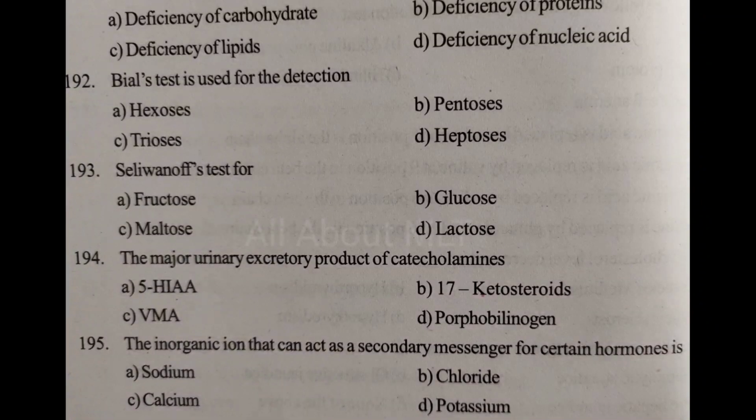The major urinary excretory product of catecholamines. Option A, 5-HIAA. Option B, 17-ketosteroids. Option C, VMA. Option D, porphobilinogen. Answer is option C, VMA.